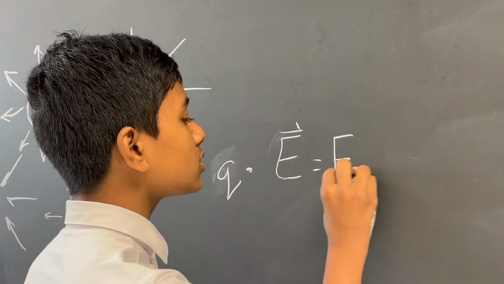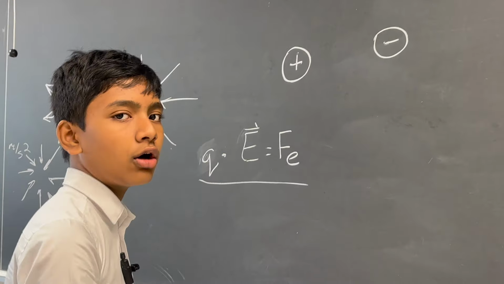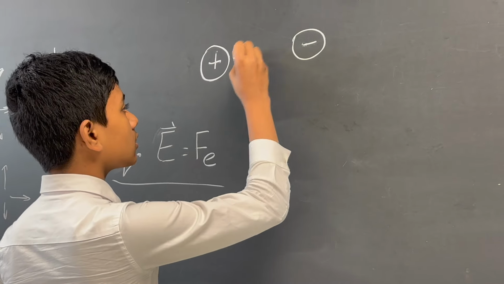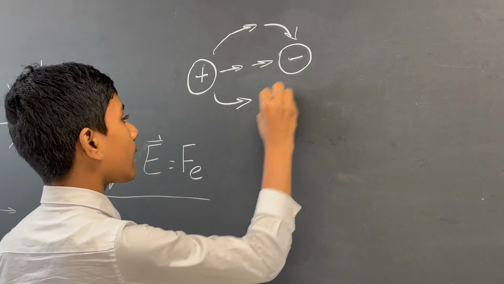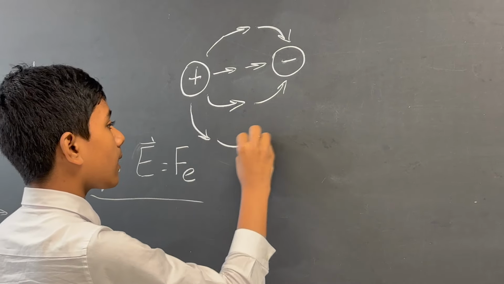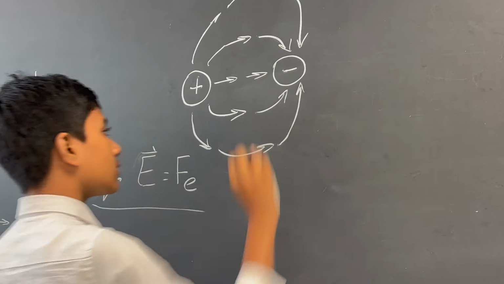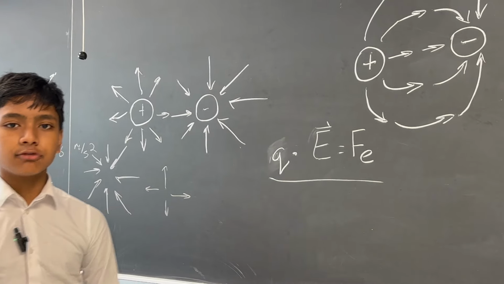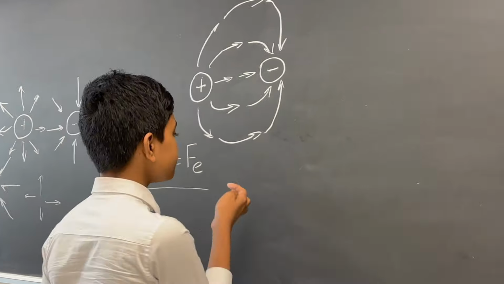So now, if you sum up a positive charge's field and a negative charge's field, it'll give you what we call a dipole. So it'll look something like this. And you've probably seen this diagram at least once or twice in your high school physics class. So this is what we call a dipole.